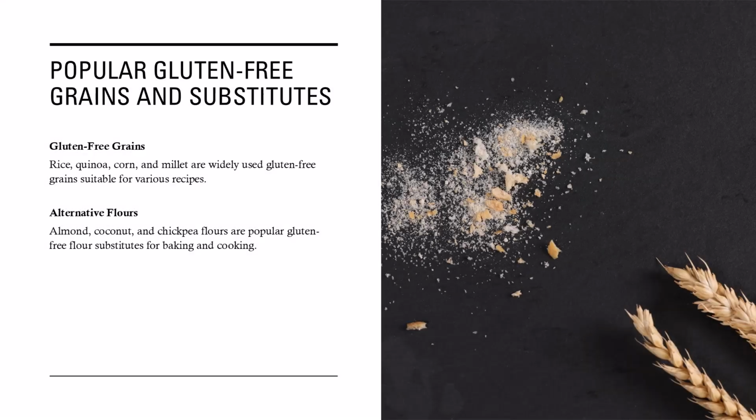Section 4. Gluten-free alternatives and lifestyle choices. Popular gluten-free grains and substitutes. Grains like rice, quinoa, corn, and millet offer safe alternatives. Flours made from almonds, coconut, and chickpeas are popular for gluten-free baking.